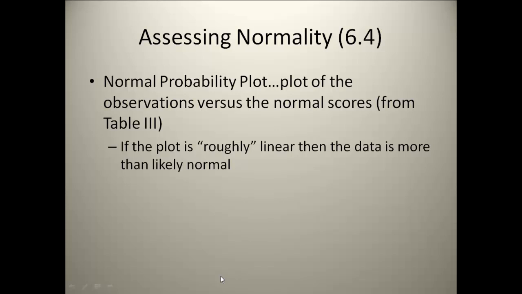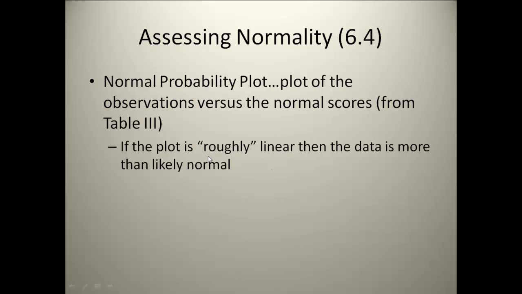Okay, the last thing that we have to look at is, what do we do if we have a data set and they don't tell us that it's normal? Well, what we would do is we would use what's called a normal probability plot, and we get that from table 3. So back in your appendix again, you need to go find table 3. Once we create our normal probability plot, we look at the general shape of it, and if it's roughly linear, then the data is more than likely normal.